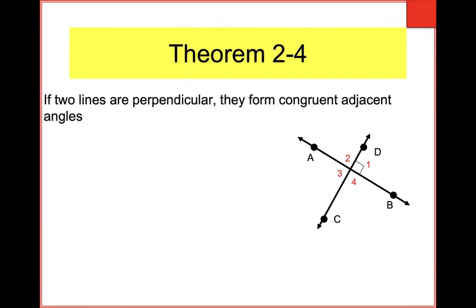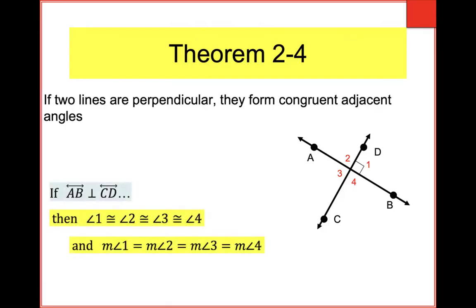And you're like, well, what about the verticalness of them? Well, yeah, 1 and 3 are vertical, 2 and 4 are vertical, but we're going to say this as adjacent angles: 1 and 2, 1 and 4, or 2 and 3, 2 and 1, 3 and 4, or 3 and 2. So any adjacent angles on perpendicular lines end up being congruent. So that's the if and the then.